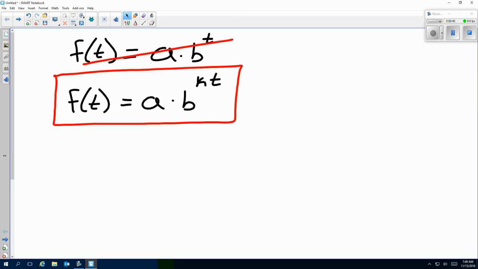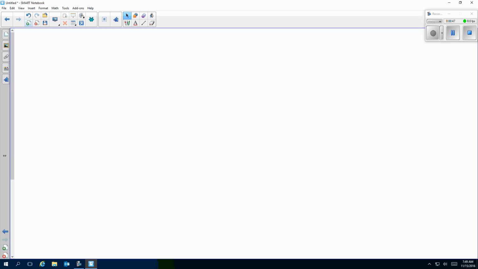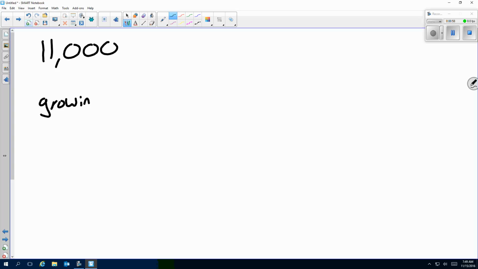Looking at number one, it says a population numbers 11,000 organisms, and we're growing at a rate of 8.5% every 3 years. That's key. That is super key. It's not every year, but every 3 years. So, let's talk about this.